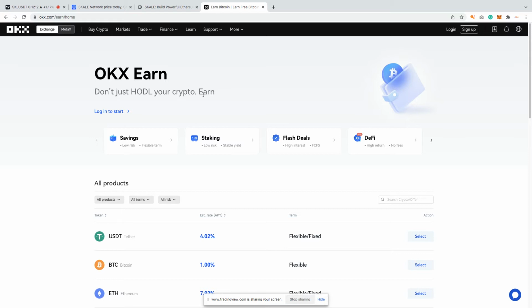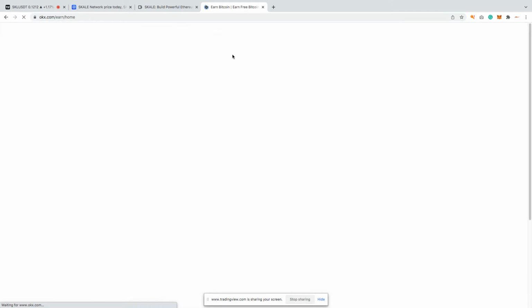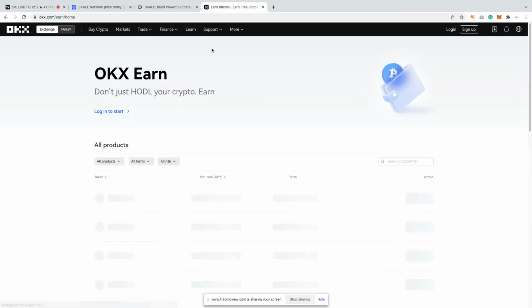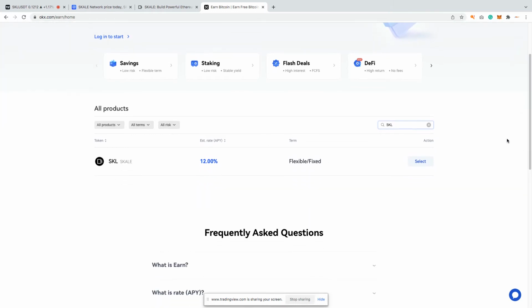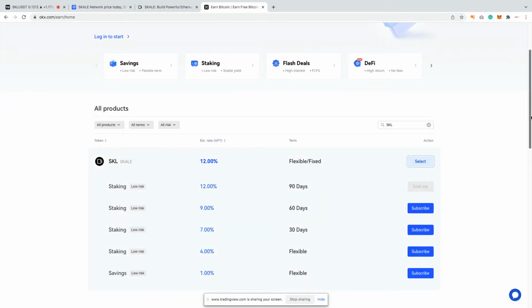So when you come here, at the top you go to trade, right? You go to finance at the top of your tab. At the top of your tab, just click on earn, right? When you click on earn, it is going to bring you to this OKX Earn page, right? So what you do is you would have moved your coin to the exchange, right? What you do next is come to their search and search for SKL. When you search for SKL, you can see it comes out. So you select it, and when you select it, it's going to bring down this list for you.